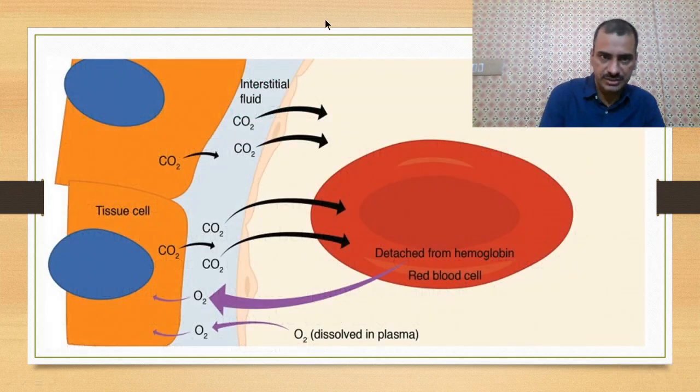Here you can understand by this picture. This is the wall of capillary. This is RBC and blood plasma. Then oxygen moves towards the tissue or cell, and carbon dioxide moves towards the bloodstream and attaches with the RBC as well as in plasma in dissolved form.